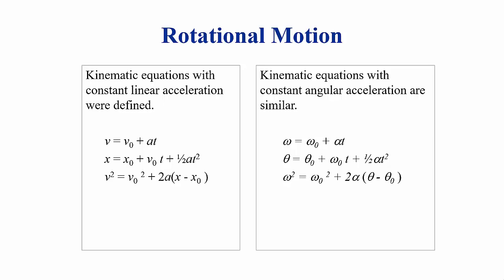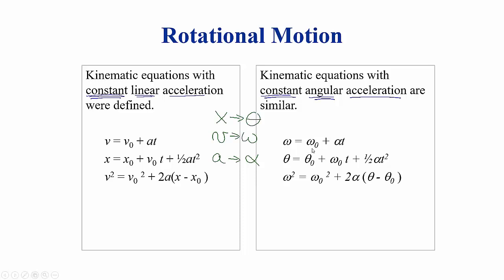When we have constant angular acceleration, we're going to have very similar equations. In fact, if you make the substitution that the linear position x becomes the angular position theta, the linear velocity v becomes the angular velocity omega, and the linear acceleration a becomes the angular acceleration alpha, we have equations that have the exact same form. Instead of v equals v sub 0 plus at, we have omega equals omega 0 plus alpha times t. We have the exact same three kinematic equations, but with rotational variables.